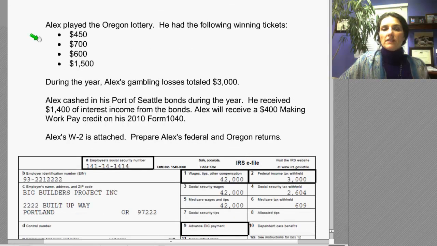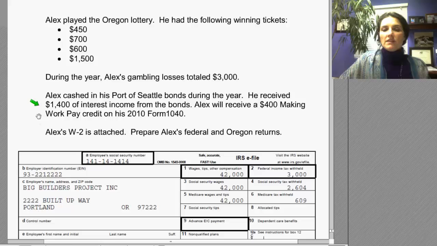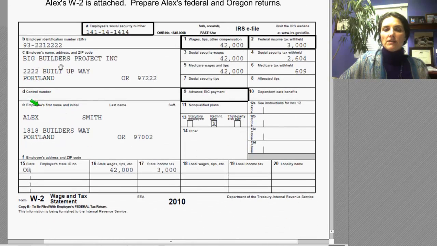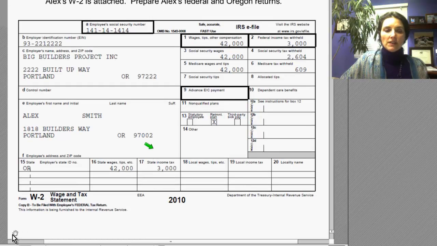Alex also played the Oregon Lottery, and he had the following winning tickets. During the year, he had gambling losses of $3,000. Alex cashed in his Port of Seattle bonds during the year and received $1,400 of interest income from those bonds. Alex will receive a $400 Making Work Pay credit on his 2010 Form 1040. Here is his W-2, and go ahead and prepare his tax return. We can see he has $42,000 of income, $3,000 of federal withholding, and $3,000 of Oregon withholding.